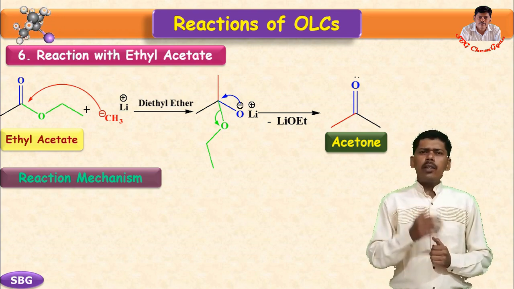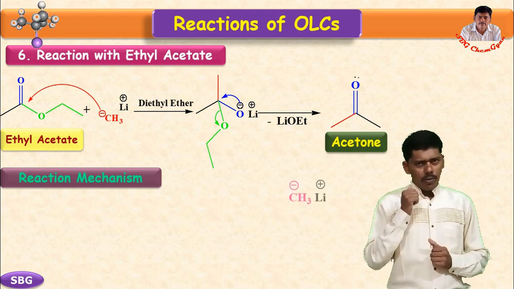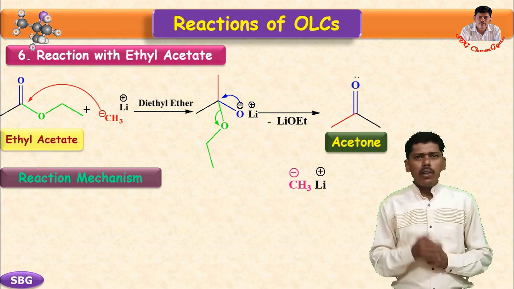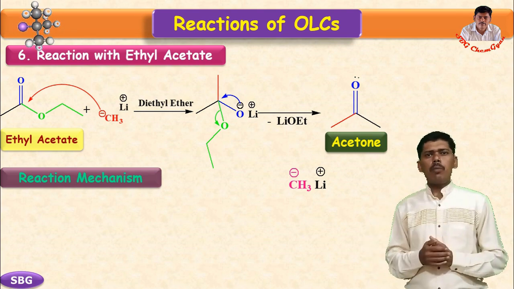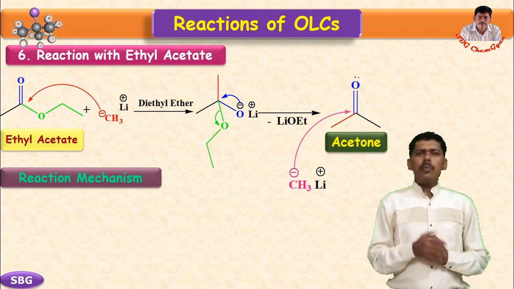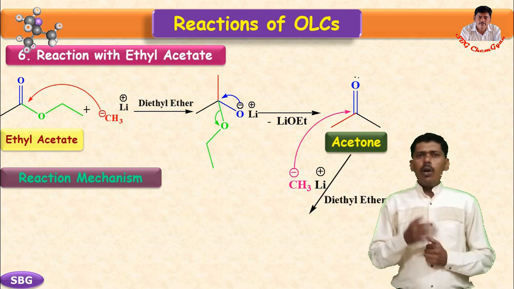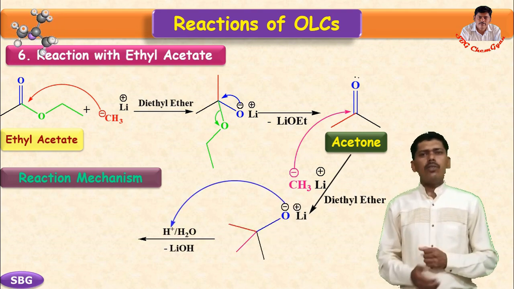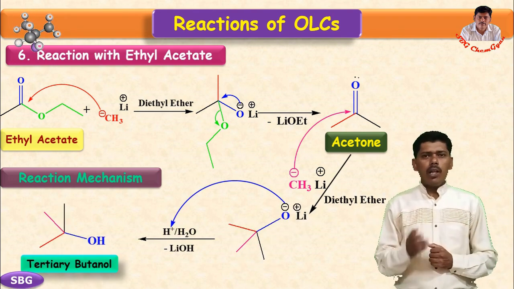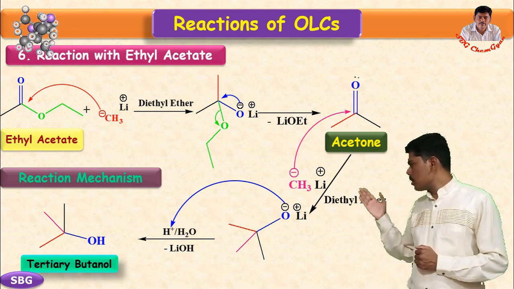Now we add another molecule of methyl lithium with acetone. Nucleophilic carbon of methyl lithium attacks on electron deficient carbon of acetone. It forms tetrahedral intermediate of tertiary lithium butoxide molecule, which on acid hydrolysis gives tertiary butanol as a major product with lithium hydroxide, we can see here.